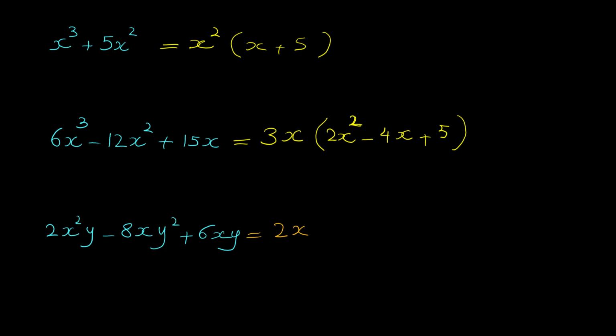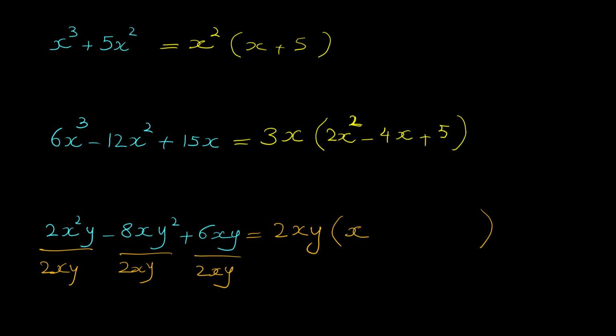So 2xy times y. Divide each term by 2xy, 2xy, and 2xy. 2x to the 2y divided by 2xy is x. 2 with 2 cancels. x to the 2 divided by x is x. y with y cancels, and only we have x. This is for the first.